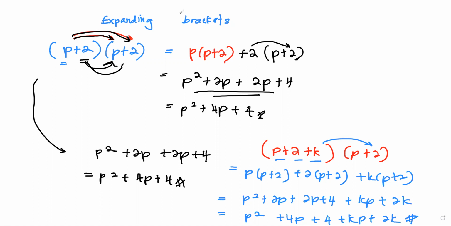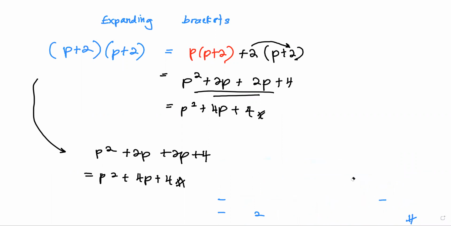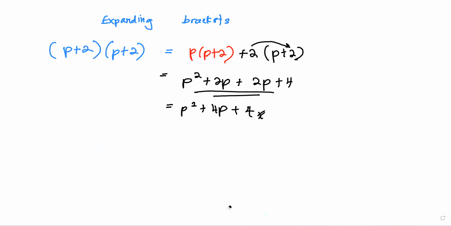Okay, now I want to explain the fast method when we expand the brackets with the same terms. So for example, I will use the same question: p plus 2 times p plus 2. You can see that they are the same like this, so we can also represent the bracket using this method, square. And the fast method is like this. You use the first term, square it, p squared, so I will get p squared.